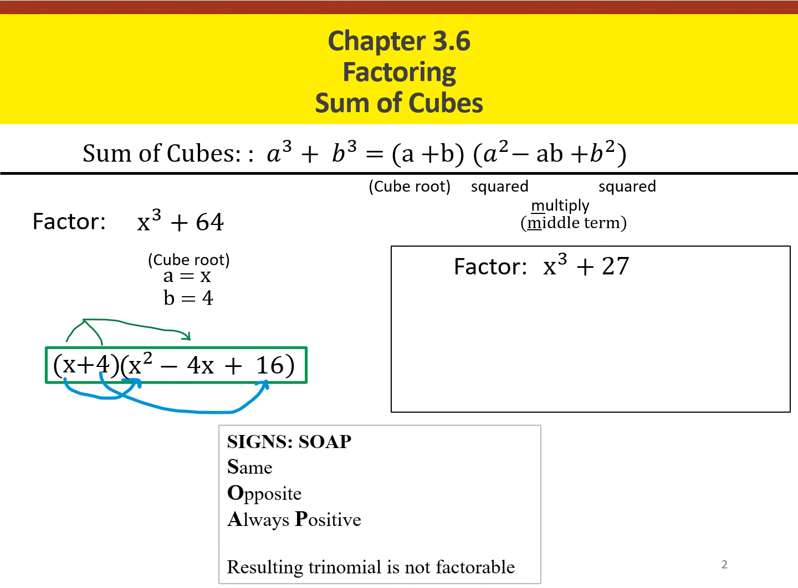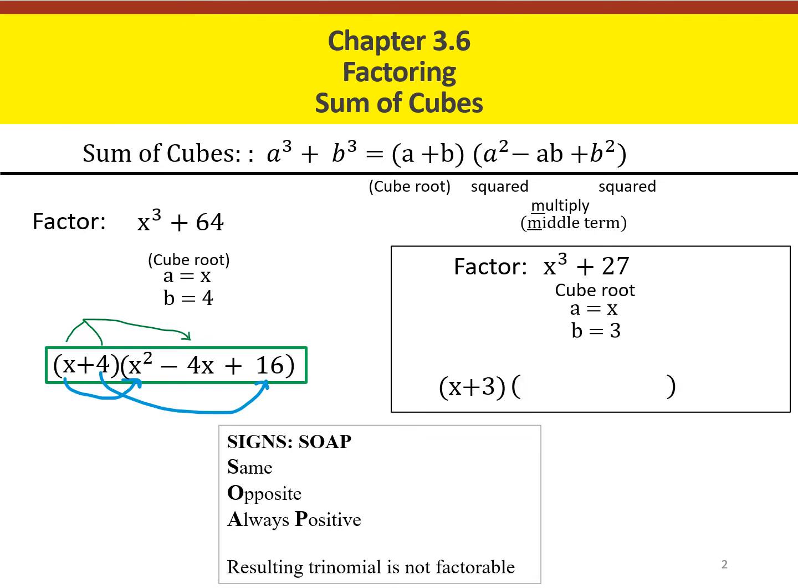This is the way we work the problem. We're going to take the cube roots. Cube root of x cubed is x, so that's A. Cube root of 27 is 3, that's B. We write the first parentheses: x plus 3. Why is it a plus? Because it's always the same. Remember that. S for SOAP, the first letter, S, same.